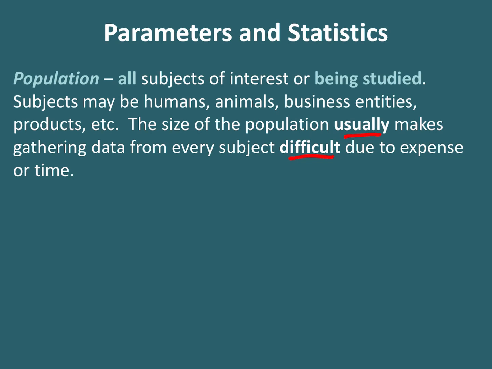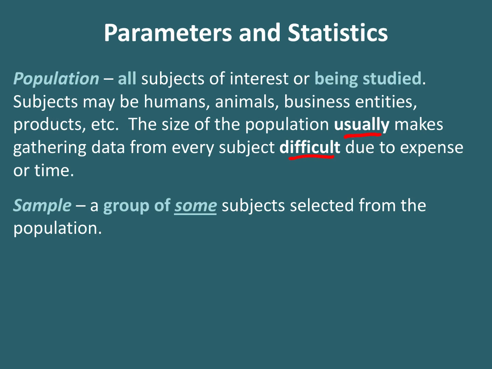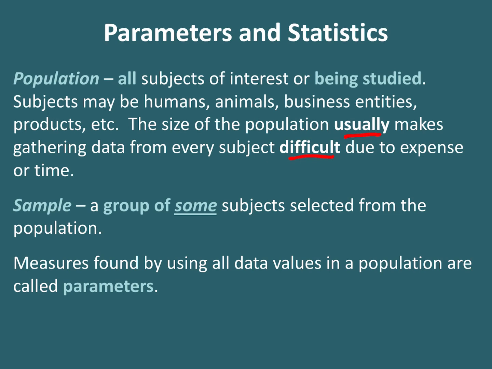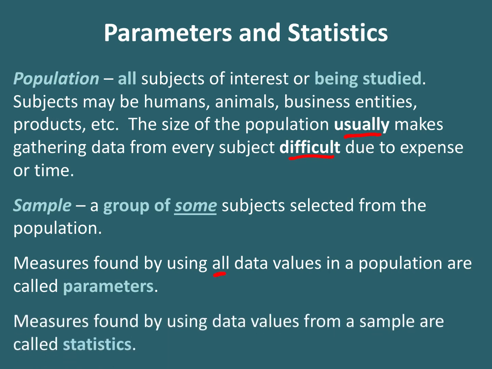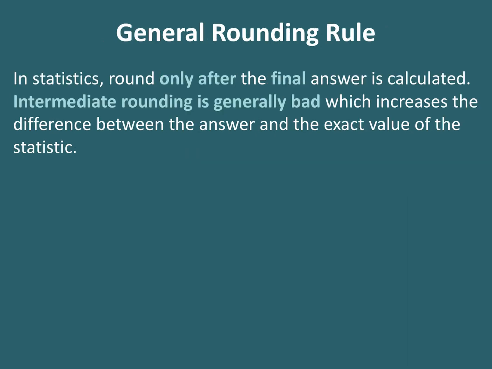The preferred way of gathering data is through a sample. In other words, a group of some subjects related to the population. Any measures found by using all data is known as a parameter. Measures found by using data values from a sample are known as statistics. In statistics, round only after the final answer is calculated. Intermediate rounding is generally bad, which increases the difference between the answer and the exact value of the statistic. Try to round at the very end.